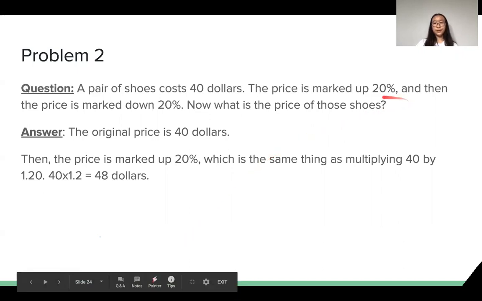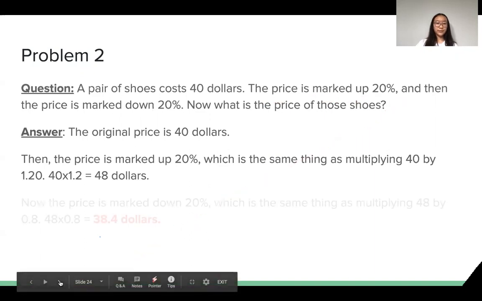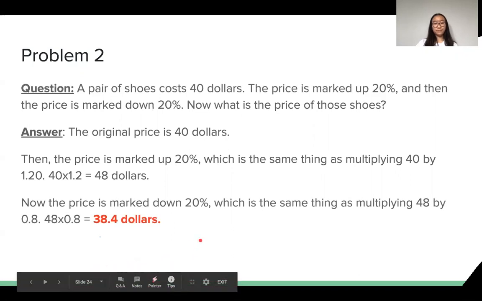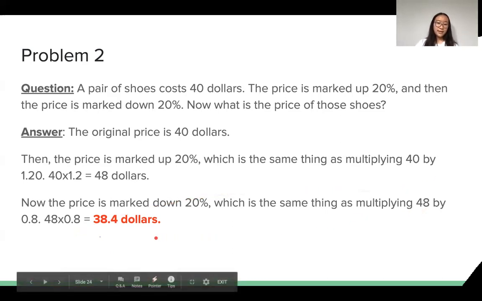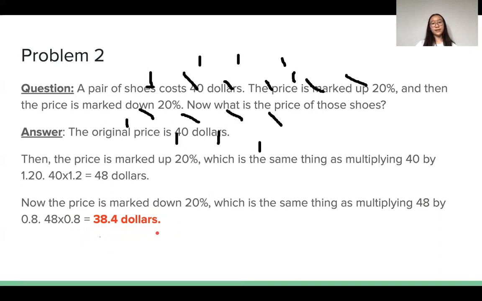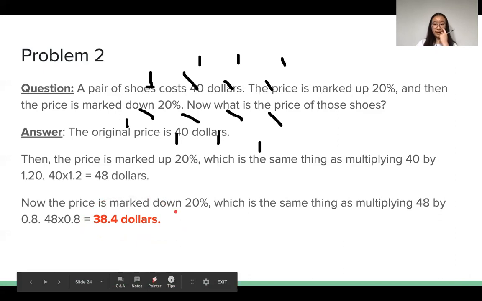So after the first price markup, the shoes are now worth $48. And then it's marked down 20%, and you have to multiply 48 times 0.8. So that's the same thing as reducing the price by 20%. And that's actually less than the original price. It's 38.4. Because 20% of 48 is more than 20% of 40. And that's why the price goes down to that.